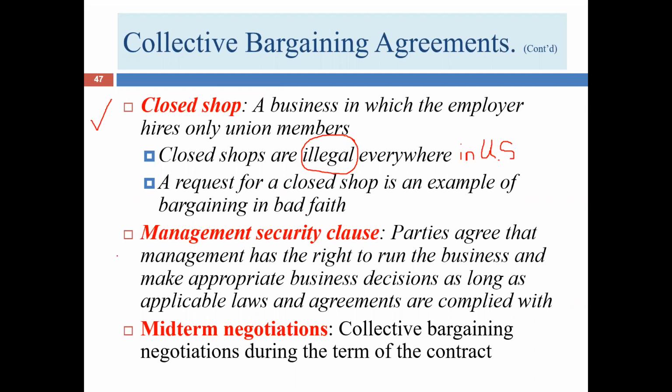When we had the midterm negotiations, these are collective bargaining negotiations during the term of the contract. They can be provided for in the contract. We'll review, many times union contracts are 3 years long. We'll review what the wages ought to be, because obviously no one has a crystal ball. They don't know what the economy will be doing in 2 years from now.